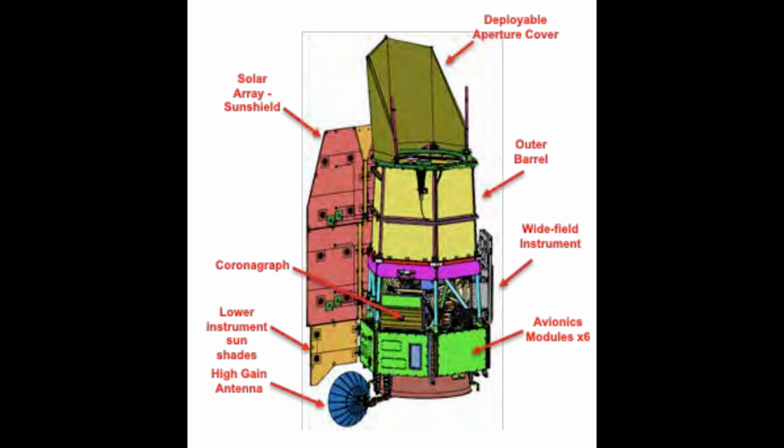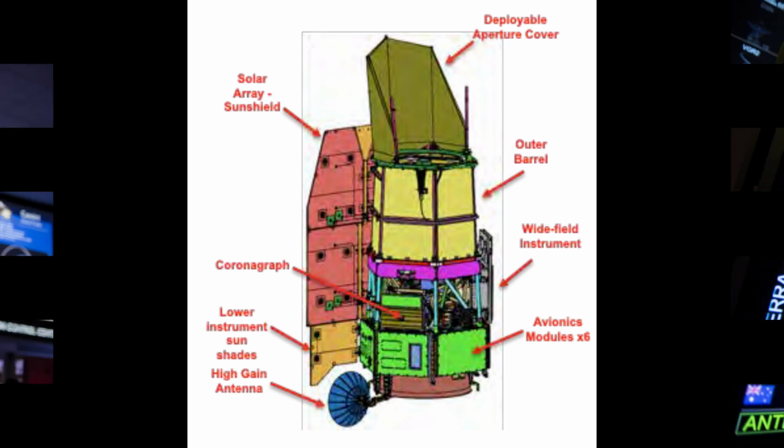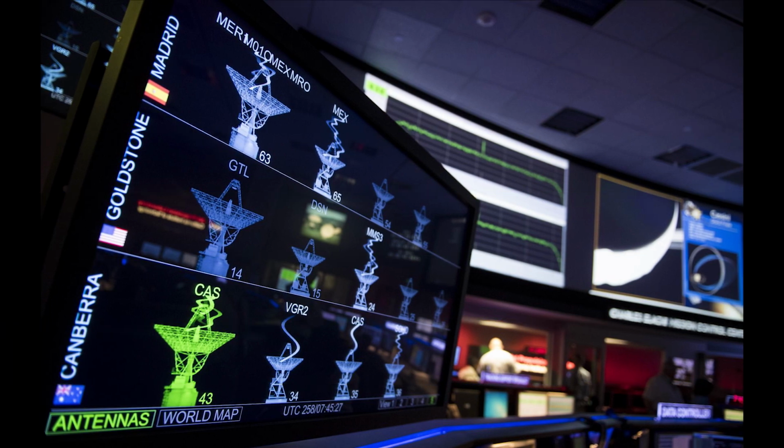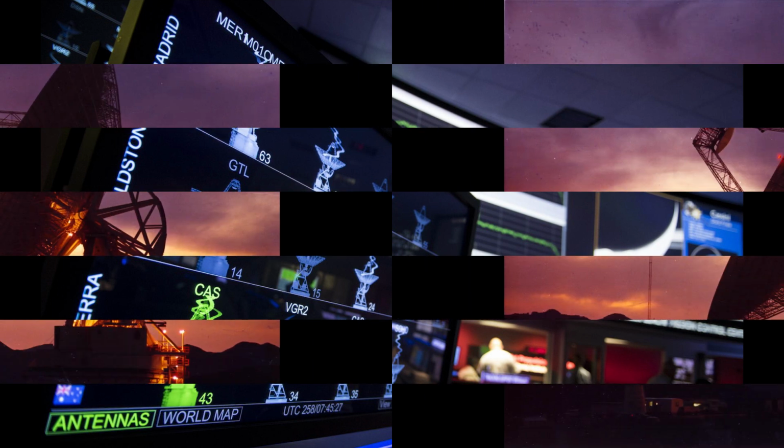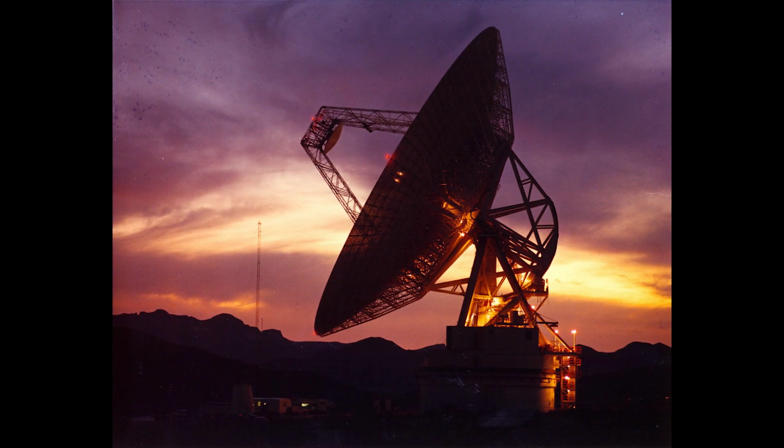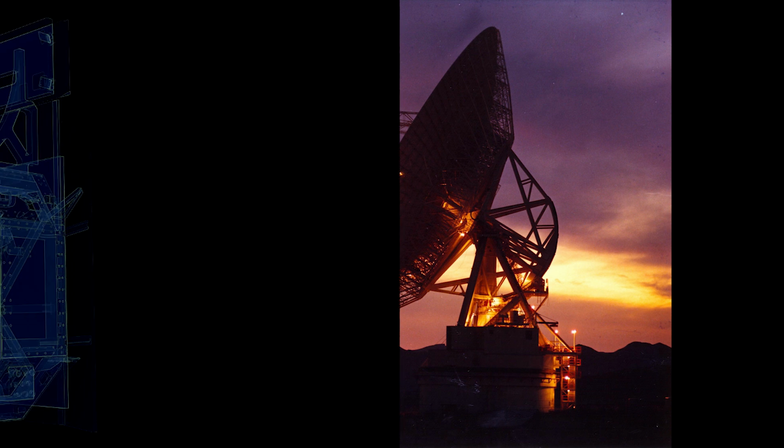These modules are the wide field instrument, the telescope itself, communication system, the solar array sun shield, observatory support systems, and coronagraph. The ground support system has many components such as antennas, mission operations center, science operations center, science support center, coronagraph technology center, flight dynamics operation area, just to name a few.